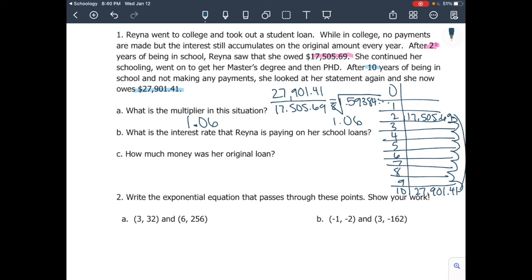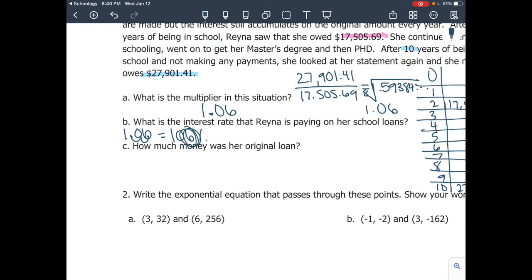So it says, what is the interest rate? So 1.06 would be converted into a percent of 106%. So the interest rate is 6% because you're taking 100 and then adding 6% to it. So 6% is the interest rate.